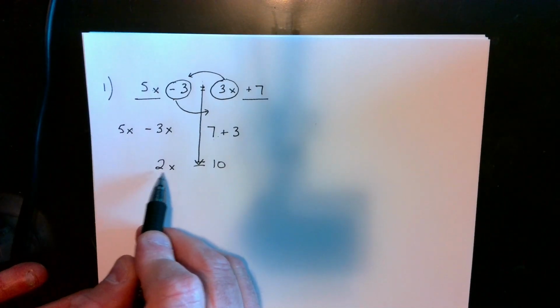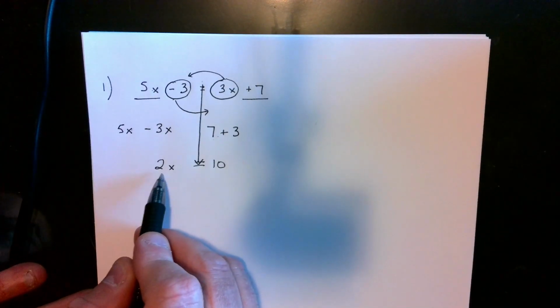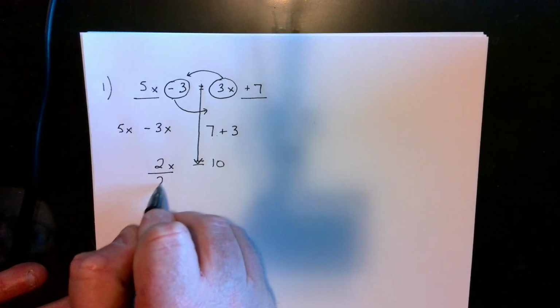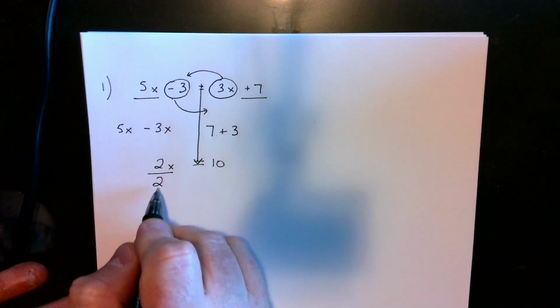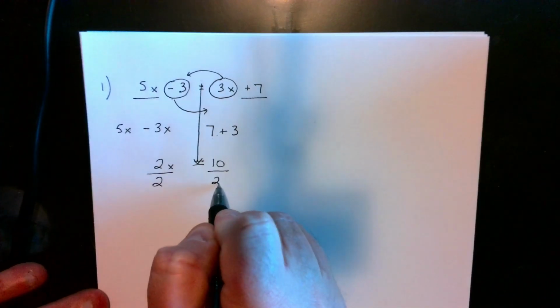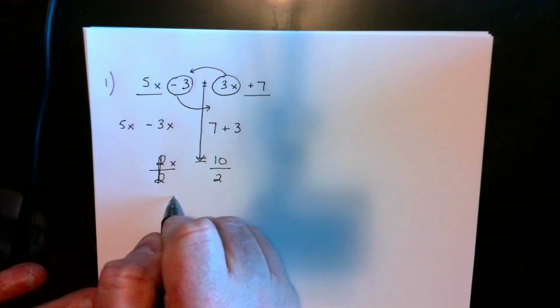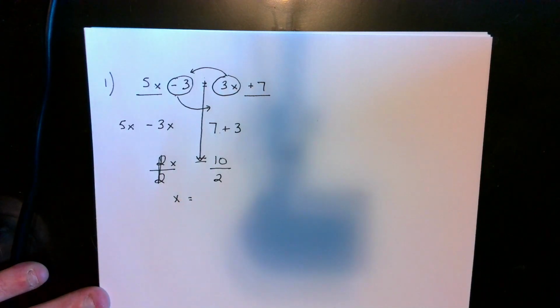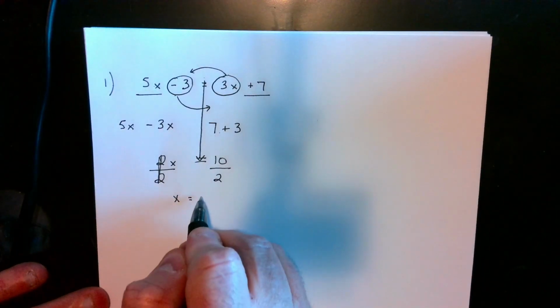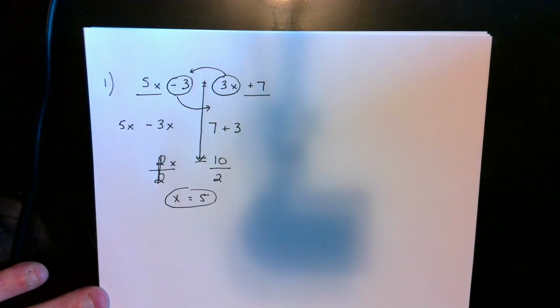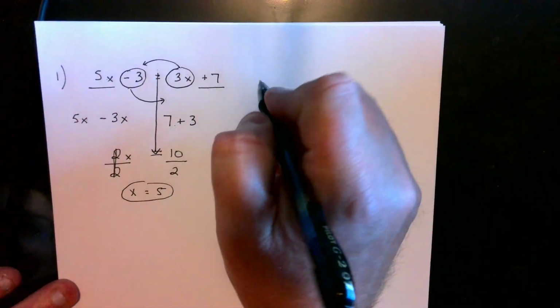We need to get rid of the coefficient, the number in front of the x. So instead of saying 2 times x, we undo this by dividing by 2. Now if I divide this side by 2, I must divide this side by 2. That'll allow these to cancel out, so x is left. And 10 divided by 2 is 5. And there is the answer to our equation. Let's look at another one.